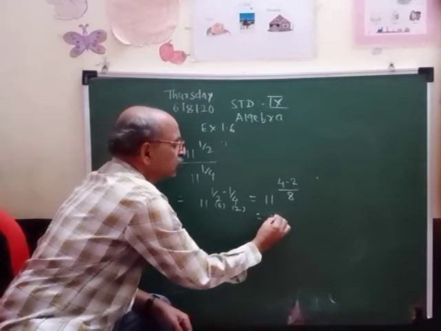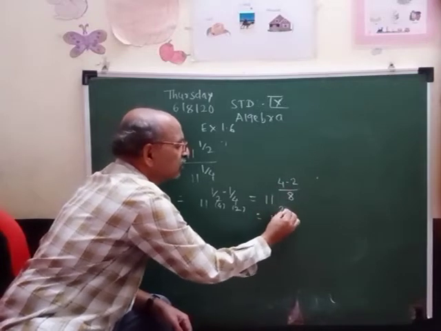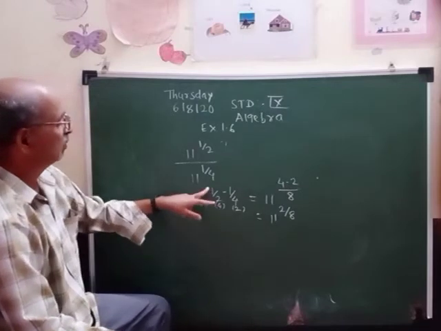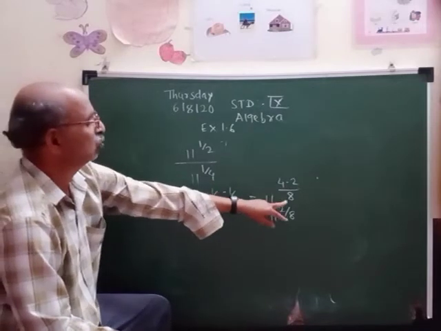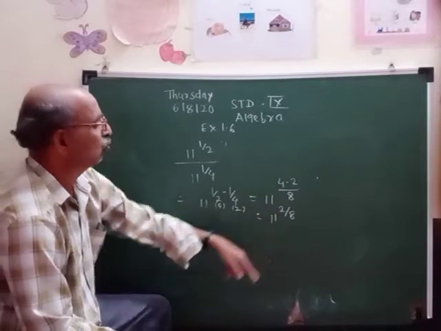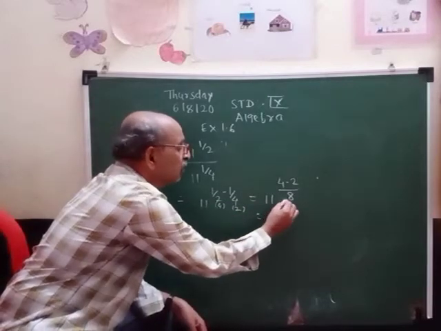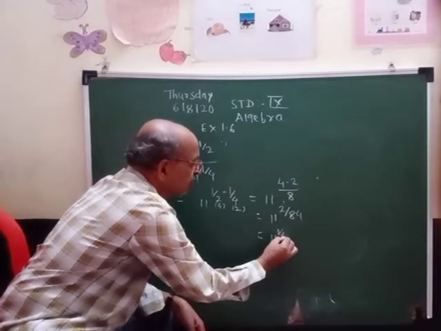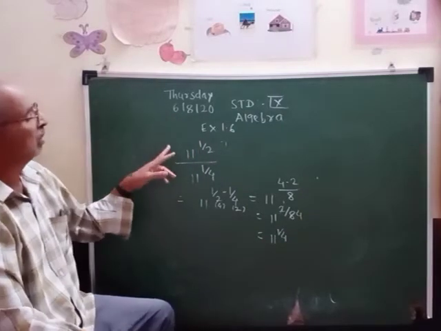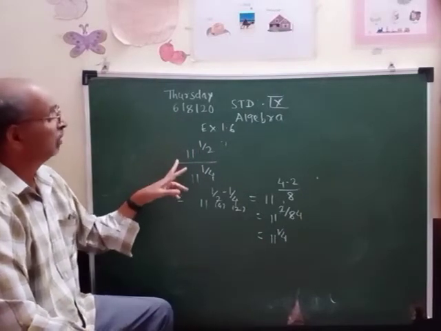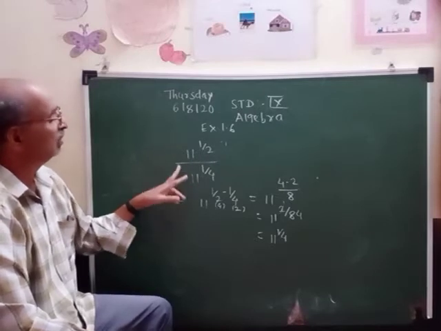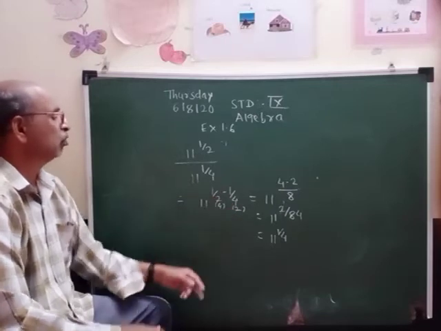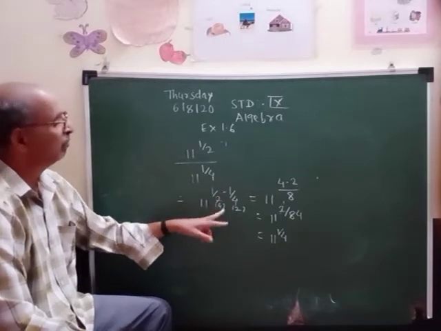So 11 raised to 4 minus 2, that is 2 upon 8. Here 4 1s are 4, 2 1s are 2, 4 minus 2 upon 8. So 11 raised to 2 upon 8. Here we can cancel: 2 1s are 2, 2 4s are 8. So the answer will come 11 raised to 1 upon 4. Now here we have used the rule of division, because in division indices are subtracted. So 1 half minus 1 upon 4. Now LCM of 2 and 4 is 8.